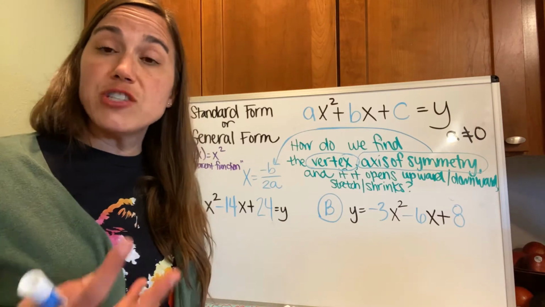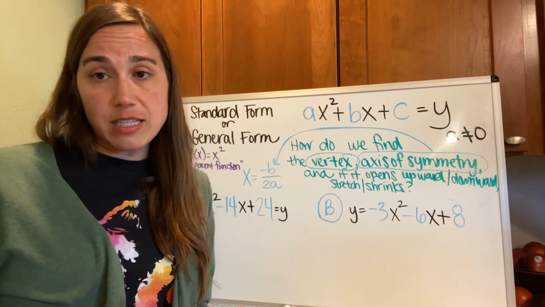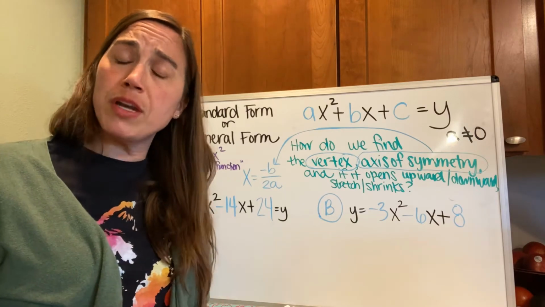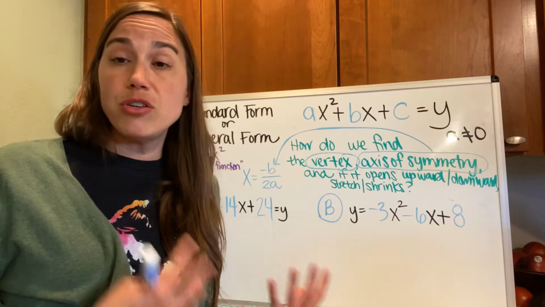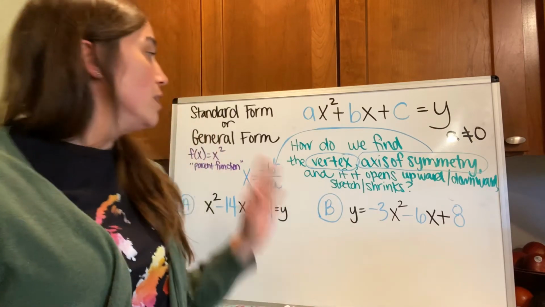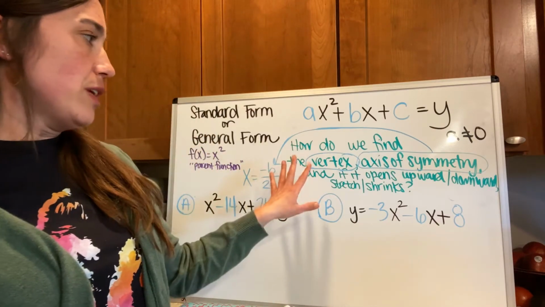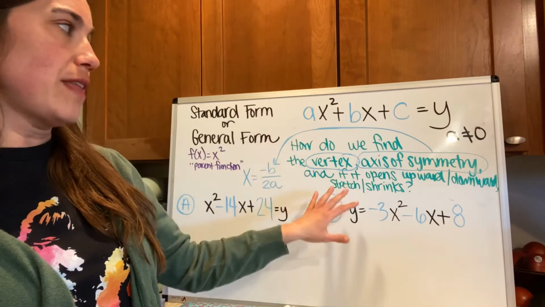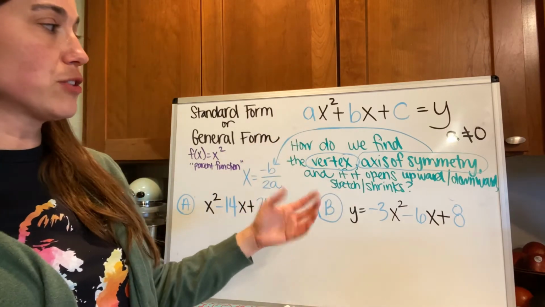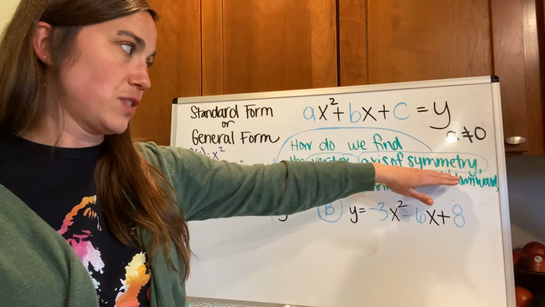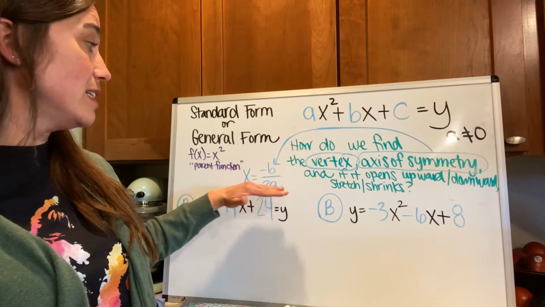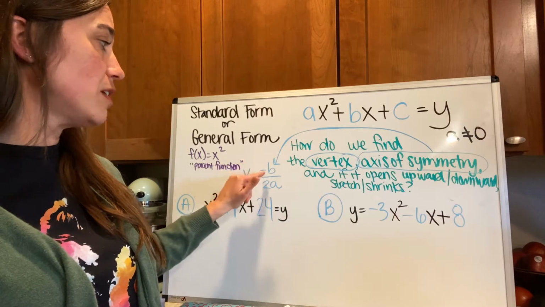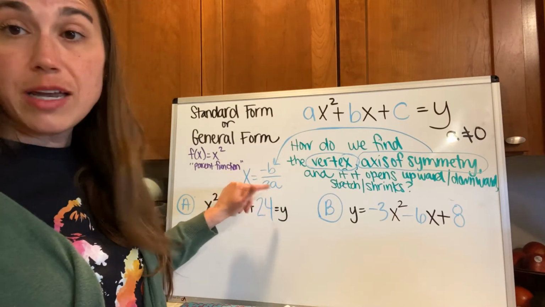So we had just been spending some time looking at the vertex form, and now I want you to know how you can identify those special characteristics using our general or standard form. As we look at this kind of question, how do we find those special characteristics? We're going to start off with that axis of symmetry. There is a special formula that we can use. It is x is equal to the opposite of b divided by 2 times a.